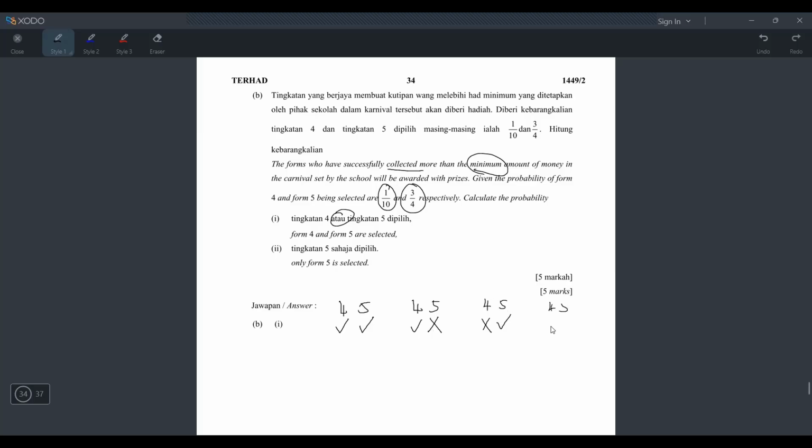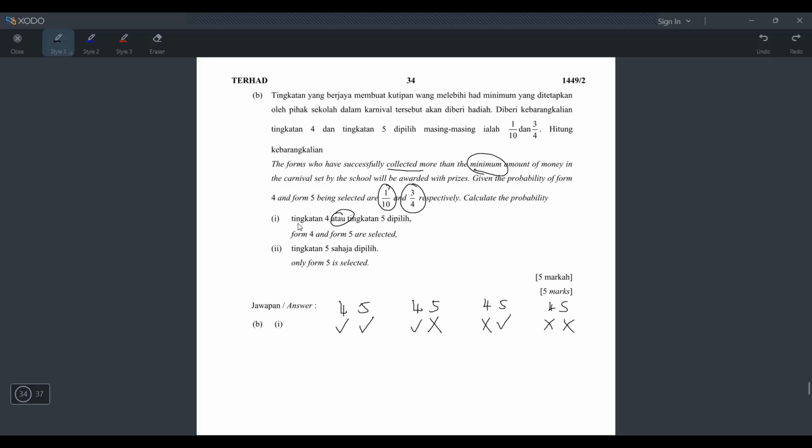Or maybe both don't, this is also one of the possibilities. Both did not collect more than the minimum, meaning both don't get the award. This is also one of the possibilities. So can you see, when we do a probability question, try not to focus on what they want. We just write down all the possibilities. Then only we read the question.